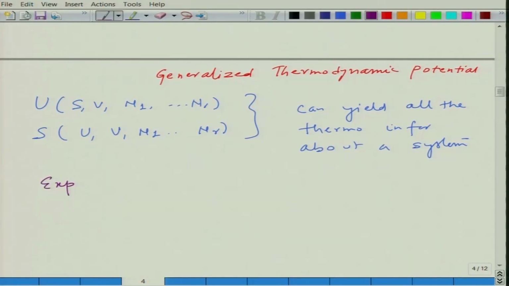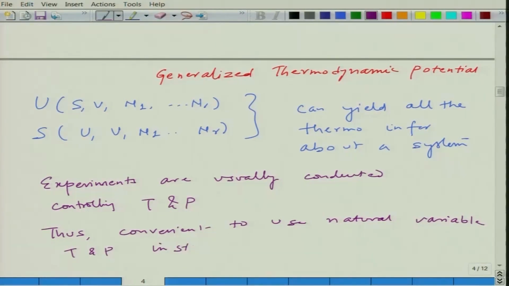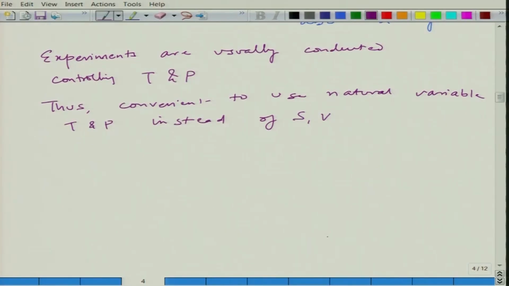So usually experiments are conducted by controlling T and P. Thus the question is that it will be convenient if we can find an appropriate thermodynamic function where the natural variables are T and P, instead of, let us say, S and V. So this is something which we would like to find: a thermodynamic function where the natural variables are T and P.